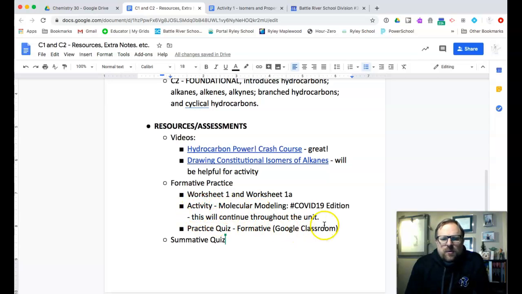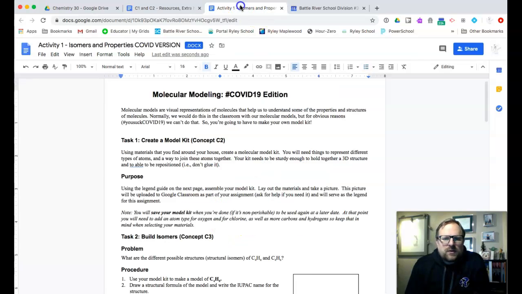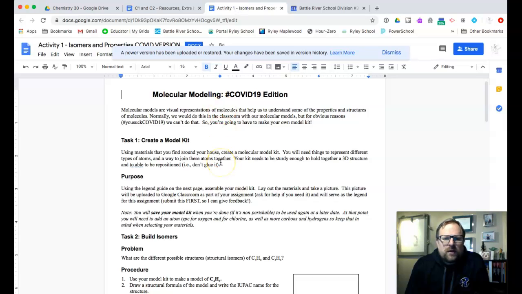And then you guys will also be working through this activity. It'll continue throughout the unit. We'll come back to it in bits and pieces, but the first part of the activity is on the Google Classroom, and you can check it out. It looks a little bit like this. It's going to be in a PDF form when I get it up there.